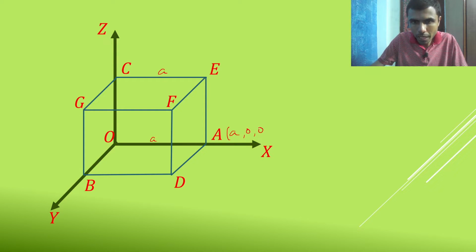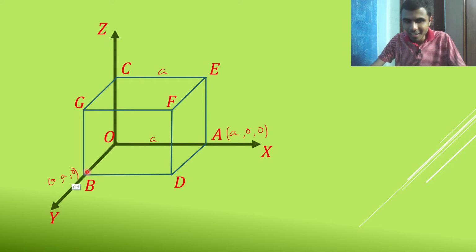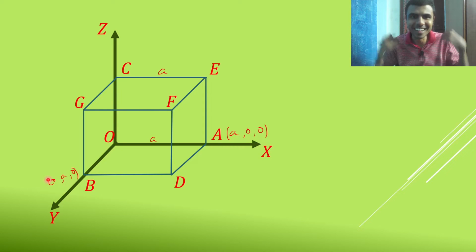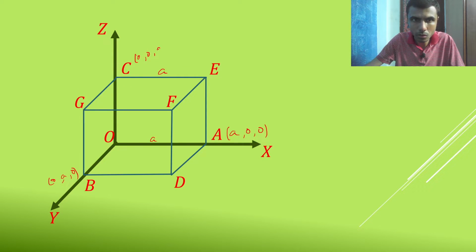So capital A is going to be (A,0,0). Fine. What will be capital B? Capital B is on y-axis, so it's going to be (0,A,0) because x and z are 0. I'm sorry, (0,A,0). I think I need to warm up a little. Sorry for the mistakes I made till now. I'll be more focused. Now capital C is on z-axis. On z-axis, x and y coordinates are 0. So C is going to be (0,0,A).